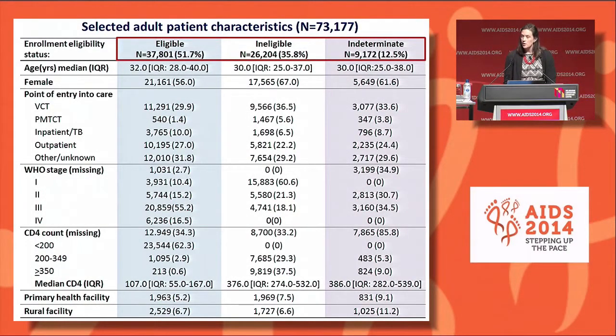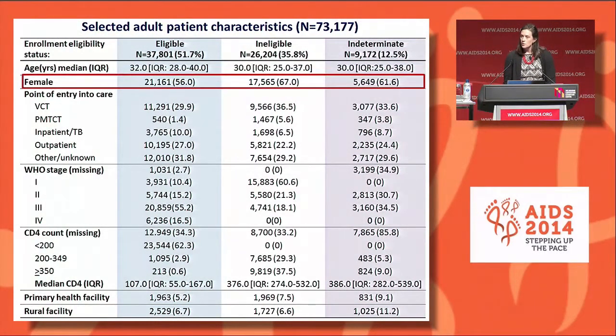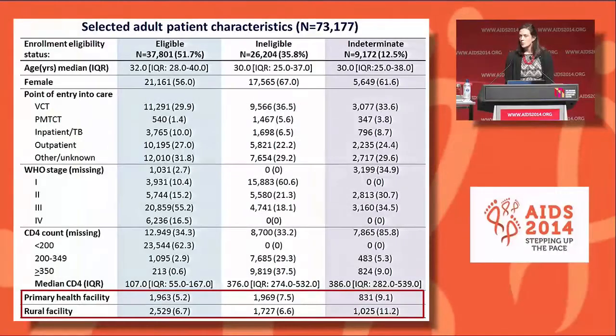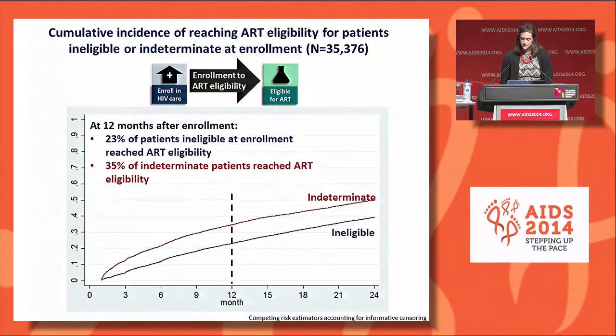Compared to the ineligible and indeterminate patients, the eligible patients were slightly older, they were more likely to be male, they were also more likely to enroll at secondary and tertiary facilities as well as urban health facilities.